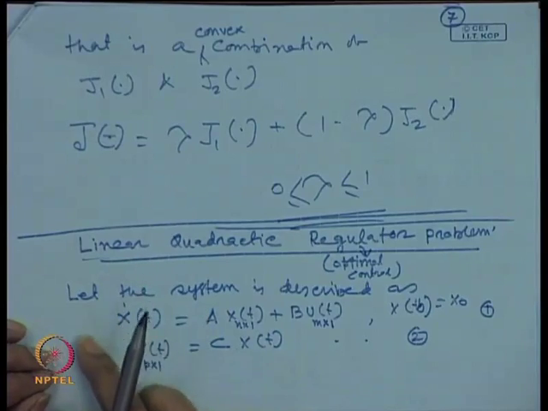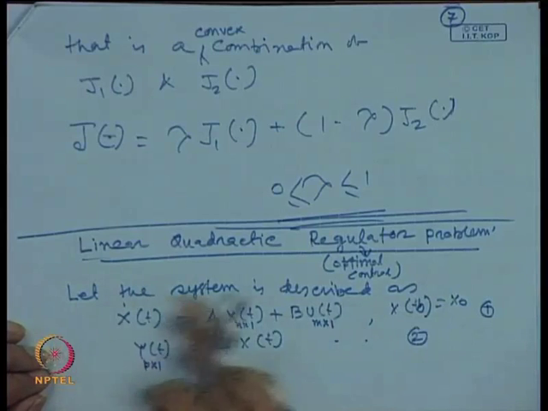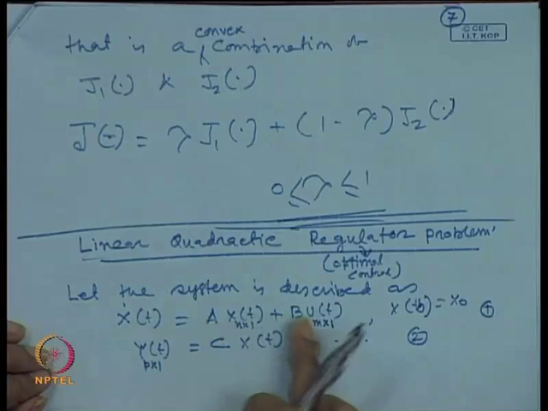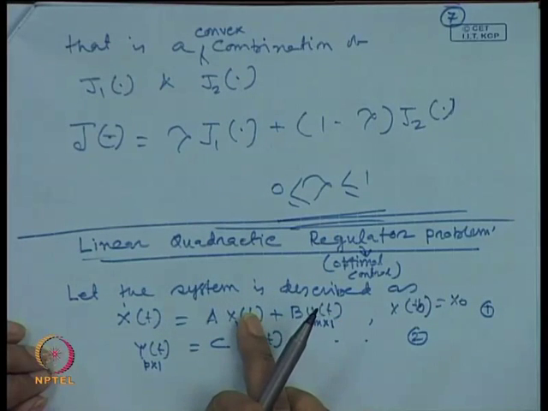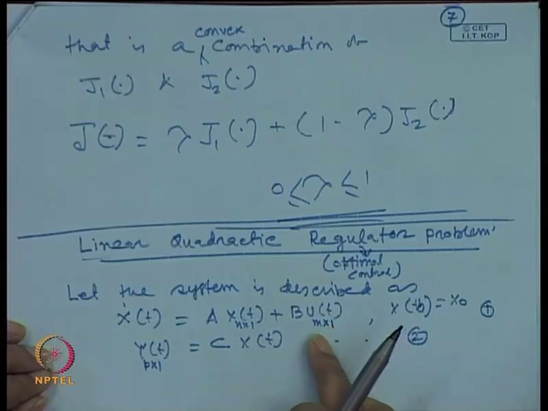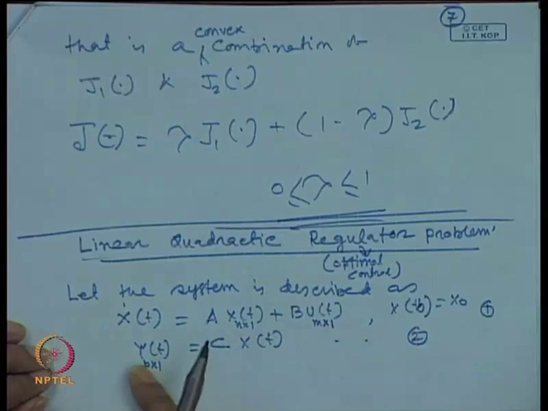So, last class we were discussing the linear quadratic regulator problem. Let us recall this problem. We have a dynamic system described by x dot is equal to Ax plus Bu, where x is the state vector whose dimension is n cross 1, u is the input vector whose dimension is m cross 1, and y is the output vector.